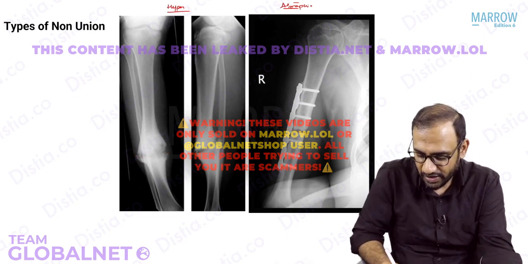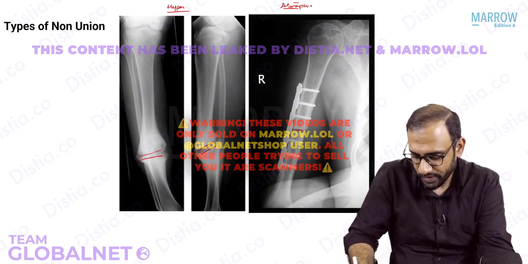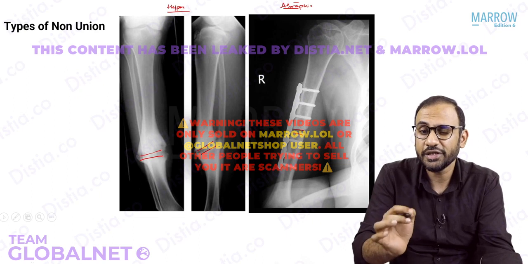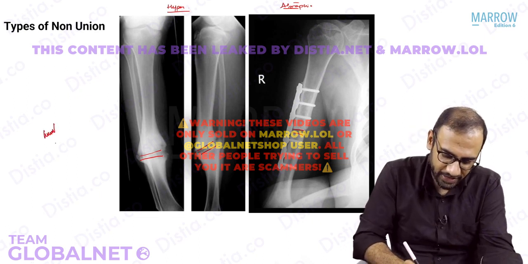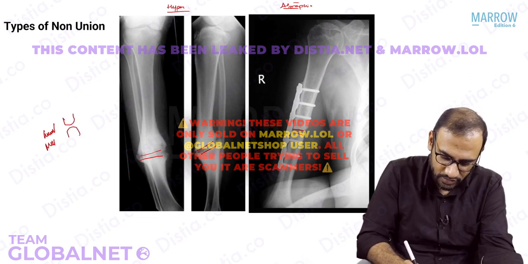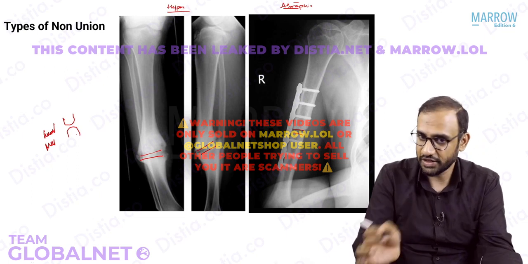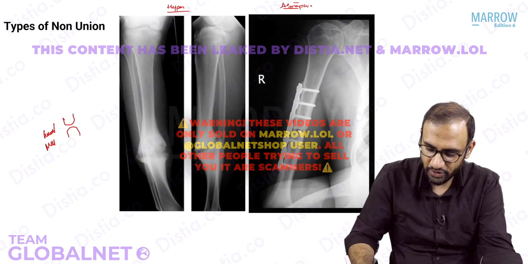Second, the ends are smooth and sclerotic. Sclerotic means more dense, more white. Why smooth? In a fresh fracture, usually the ends are serrated. Something that is chronic has become smooth. That is the significance. So fracture line is visible, ends are smooth and sclerotic.